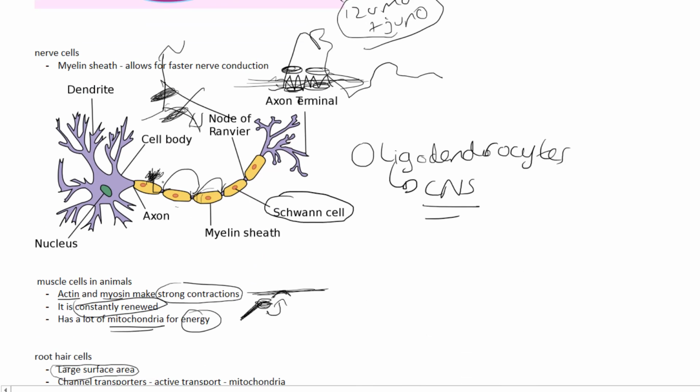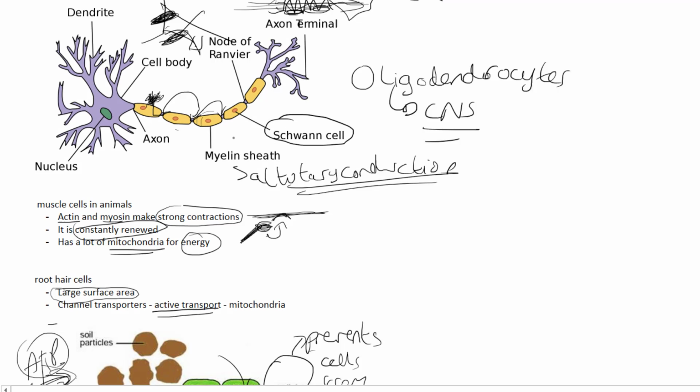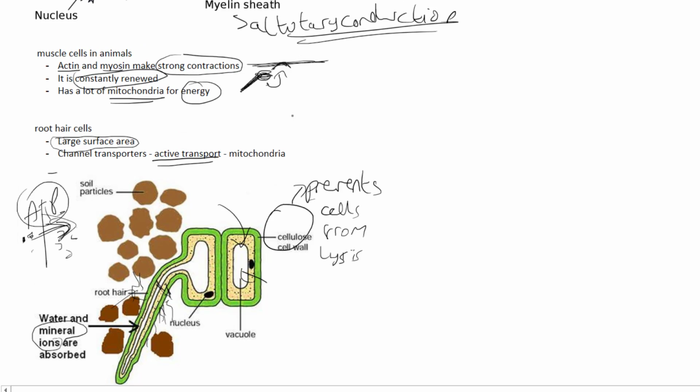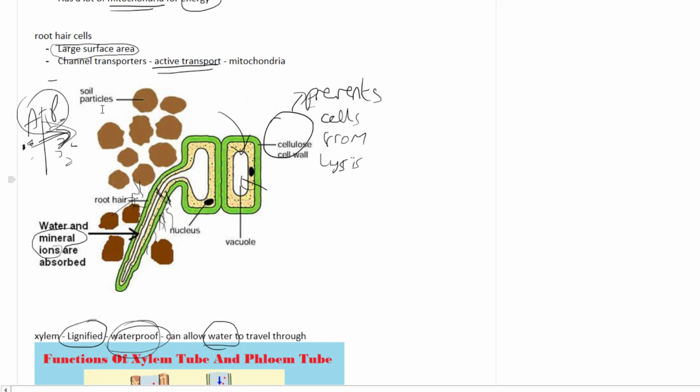For nerve cells, you can look into something called saltatory conduction. That's the thing I was mentioning. That's where the signal essentially skips and makes nerve conduction much faster. Another thing you can look into is how muscle cells actually work. In root hair cells, you can look into how these channel transporters work and the different types of active transport. You can have primary and secondary. These are just extra things you can look into if you wish to.